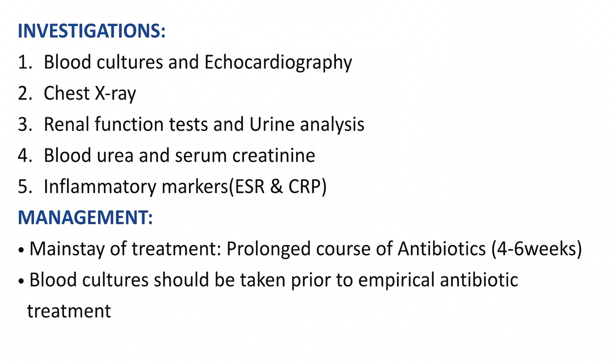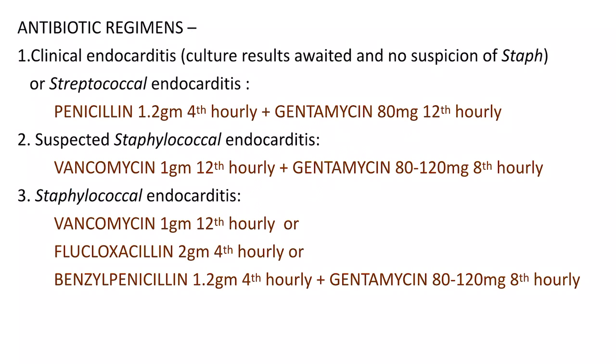If an organism is isolated, then your treatment should target that specific organism. The advocated antibiotic regimens for cases of endocarditis go like this. In clinical endocarditis, when the culture results are still awaited but there is no suspicion of staphylococcal organism, or if it's a culture-proven streptococcal endocarditis, the treatment is the same for both scenarios: penicillin 1.2 gram every 4th hourly along with gentamicin 80 milligram every 12th hourly.